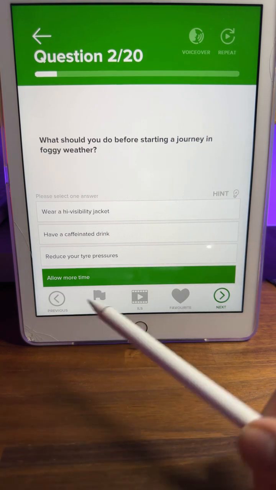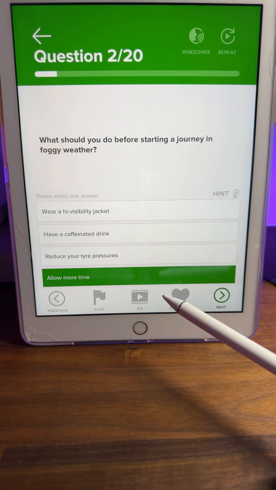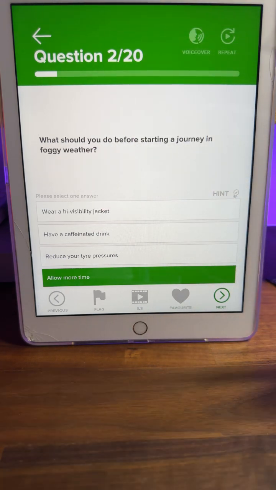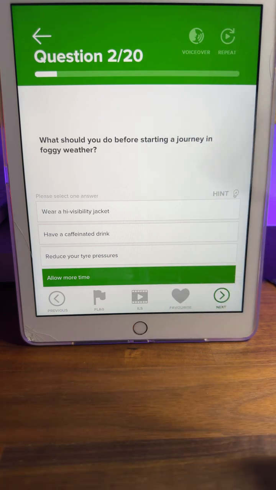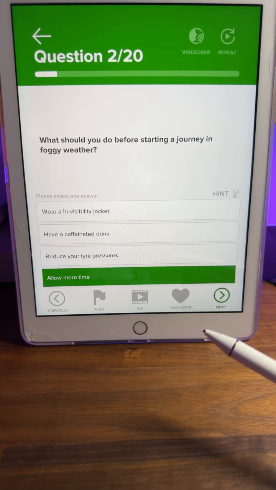Okay. So we know D makes the common sense answer. This is the safest option here as well. Yeah, allow more time. Like I said earlier on, if it's foggy weather, you can't see very far up the road. You're going to have to drive a little bit slower for safety and just allow more time to get to your destination. There you go. So if it means you have to leave 15 or 20 minutes early, do it.